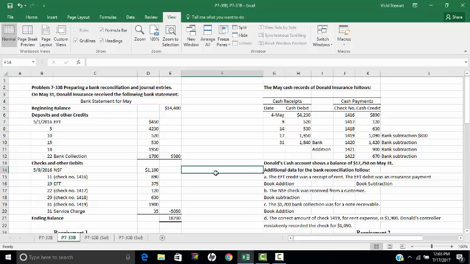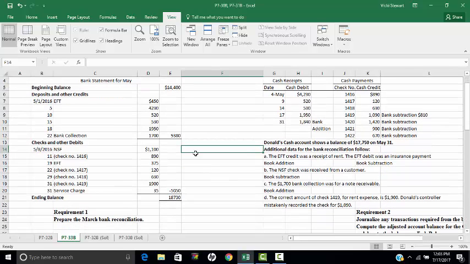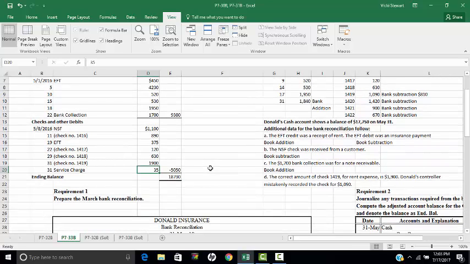Okay, so we've gone through and we have recorded all of the information or looked at the whole bank statement, because if you notice, every item has been looked at except for the service charge, and we remember that service charges are always going to be recorded as a book subtraction. So I think we're ready to start working on our bank reconciliation.